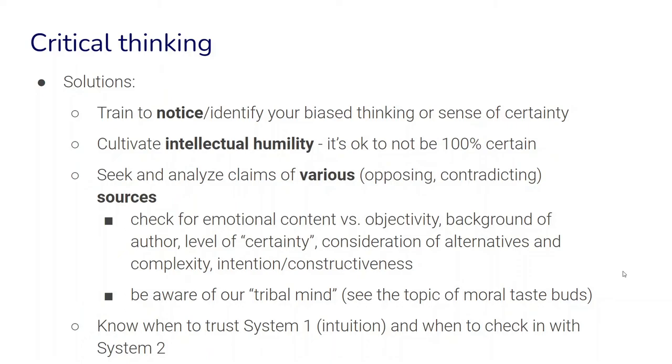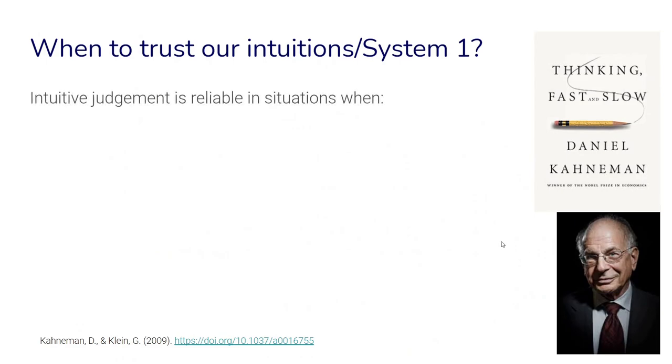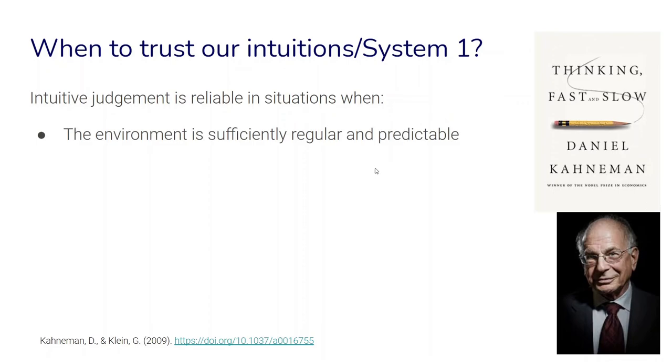And we should also be aware of when to trust our intuitions and when to rather check in with System 2 when we're making up our opinions. On the last issue, Daniel Kahneman and a co-author actually published something about this, wanting to find out when humans can actually trust our intuitions and when not. And so they came to the conclusion that intuitive judgments can be considered more or less reliable in situations when the environment is sufficiently regular and predictable, meaning we have a lot of opportunity to learn this kind of regularity such that we can actually build up our intuitions in a reliable way.